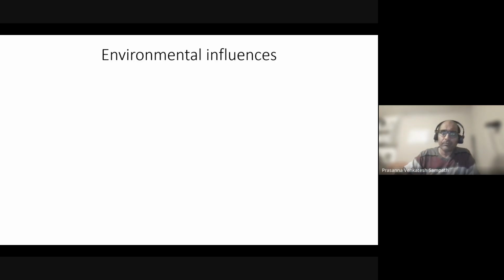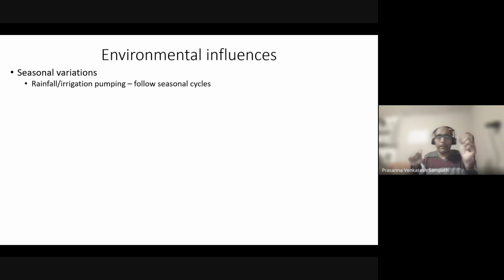Okay. So broadly speaking, there are different types of environmental influences that can have an impact on groundwater levels. Now, I can divide them into things like seasonal variations, which are strongly governed by the seasonality of irrigation schedules and so on, right?